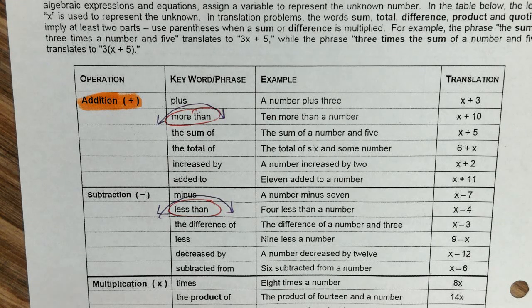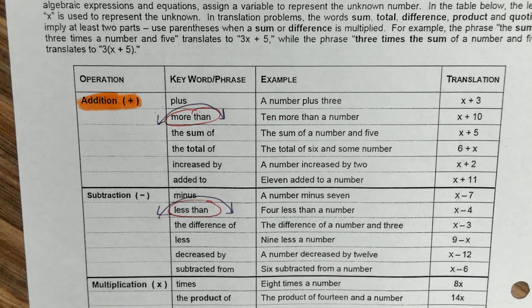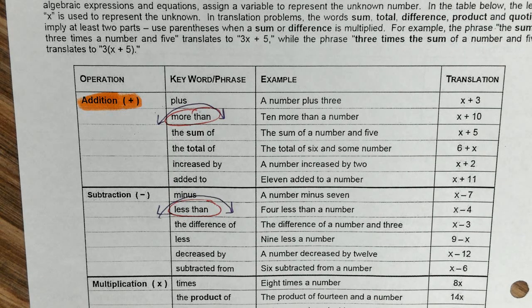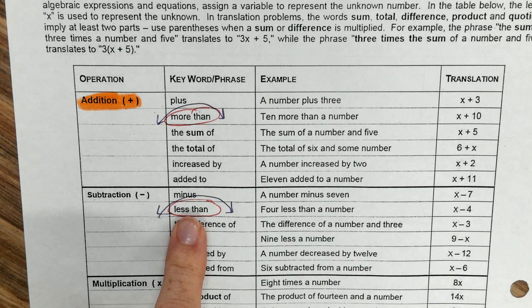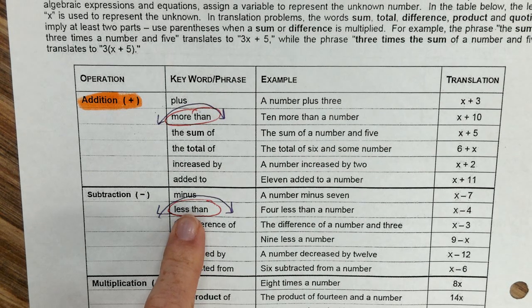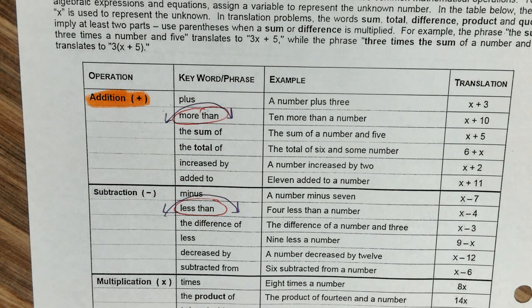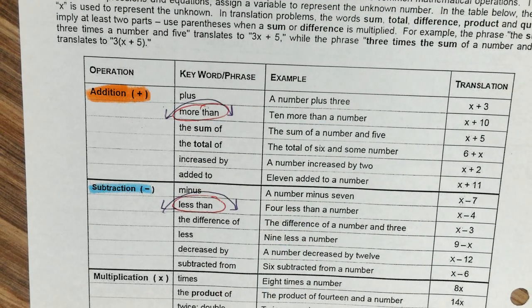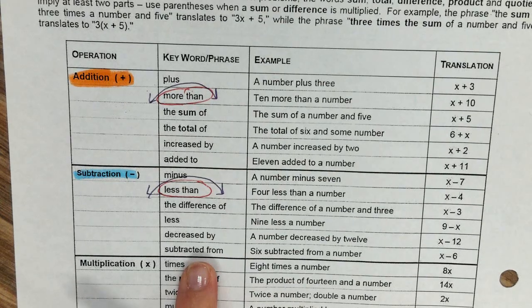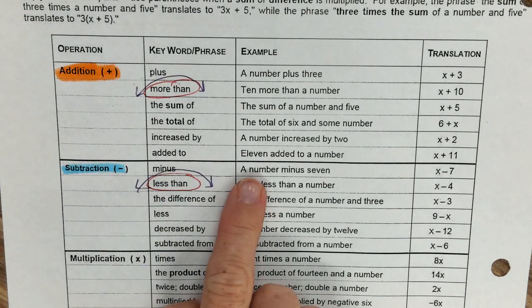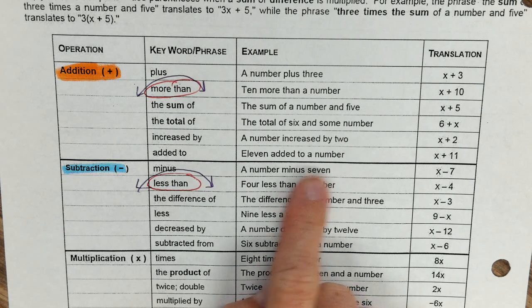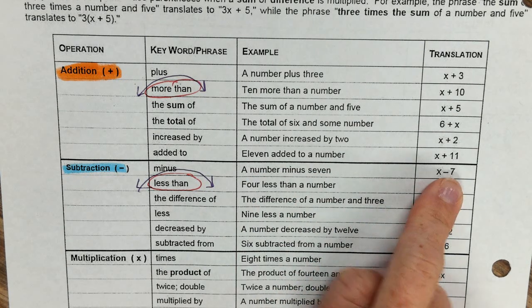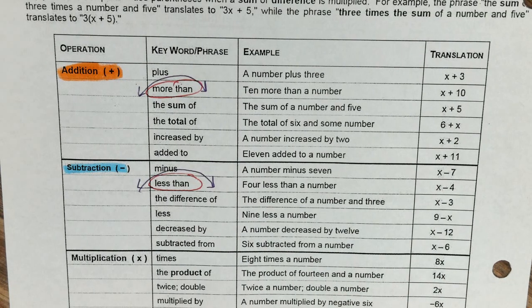Now, on more than, just so y'all know, it won't matter if you forget to switch them, because when you're adding, it doesn't matter what order you add in. Right? This one will ruin your whole problem if you don't switch spots, because subtracting does matter. Does everybody understand that? All right, let's look at some words for subtraction. Minus, less than, difference, less, decreased by, and subtracted from. So if I say a number minus 7, what would I write? Okay, do y'all see how this works?